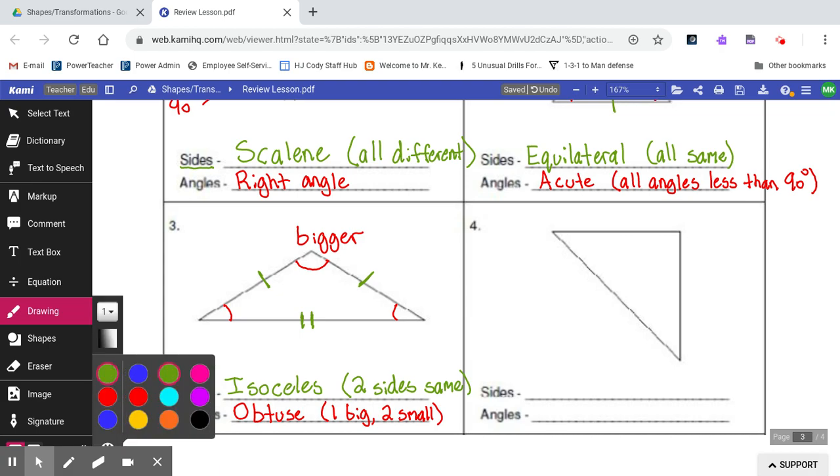Hopefully you did that. If you look at the side lengths, these two are the same. This one's different. So because 2 are the same, it's isosceles. Then I'm going to look at the angles. First thing I recognize is, oh, that's a perfect angle right there. So we call that a right angle triangle.